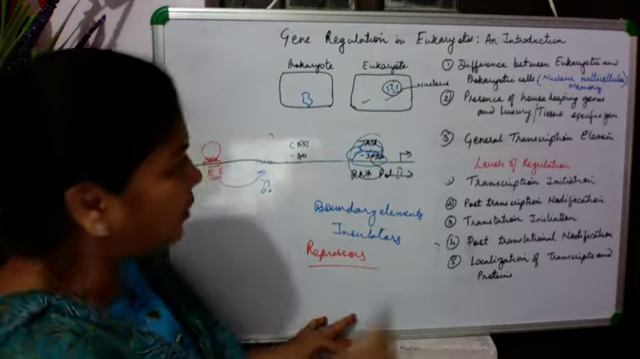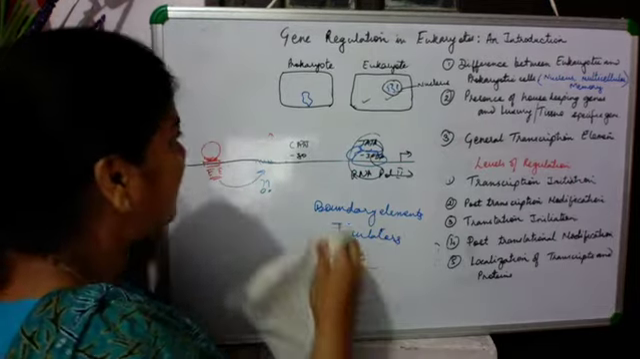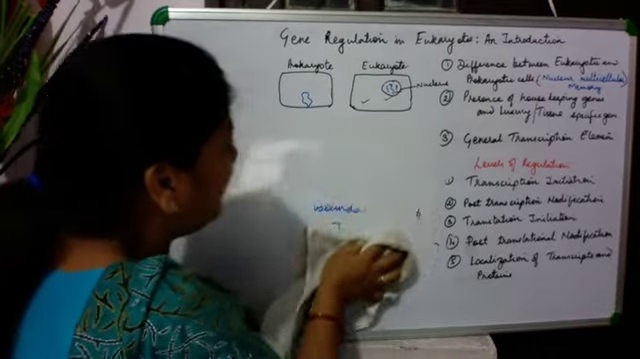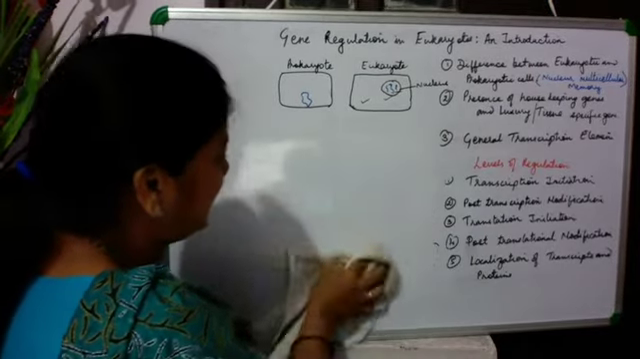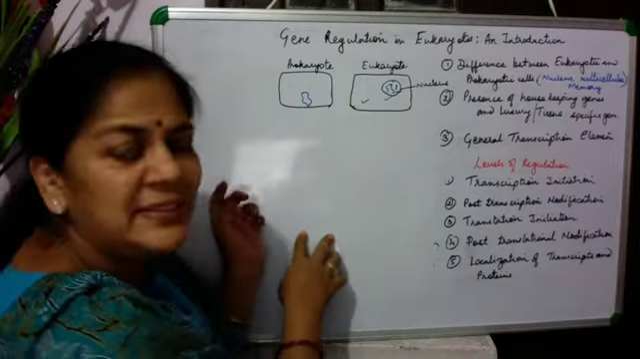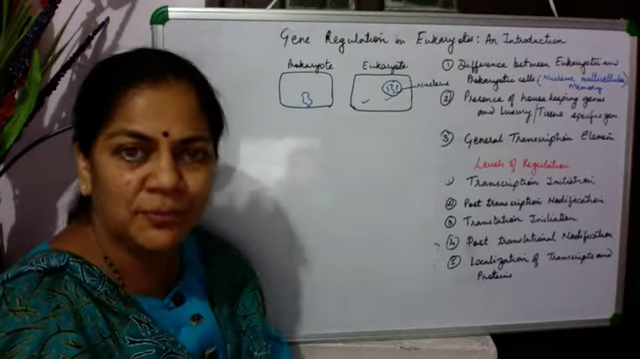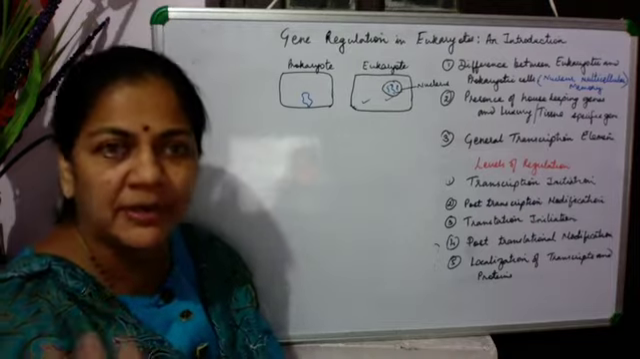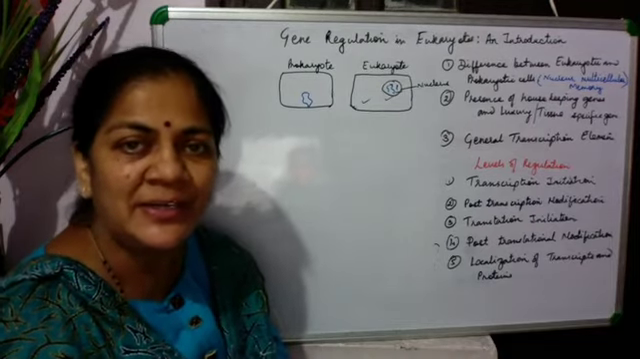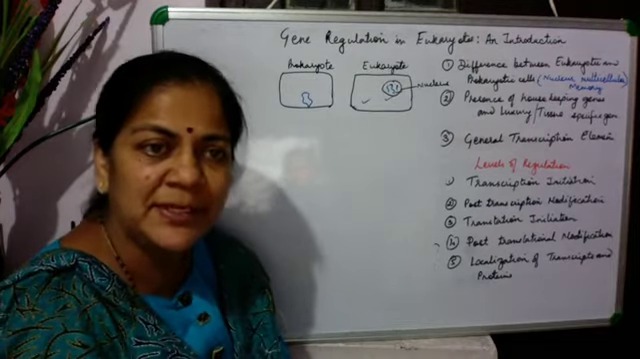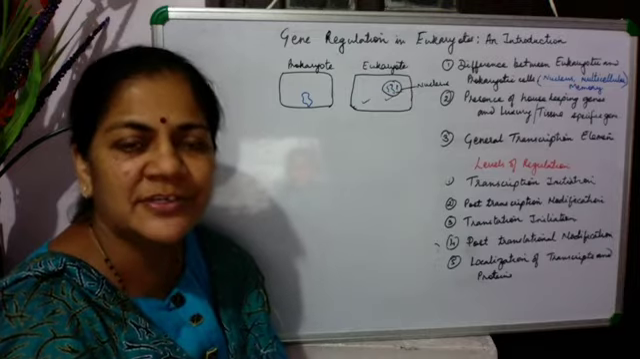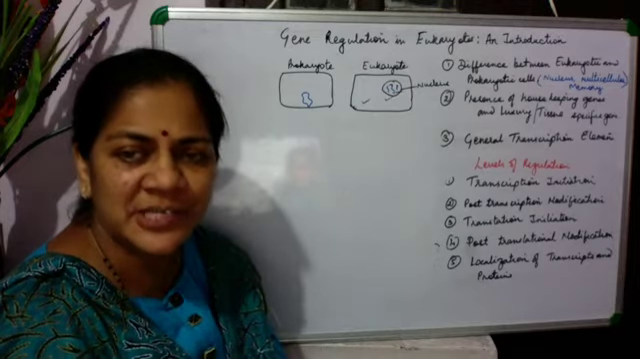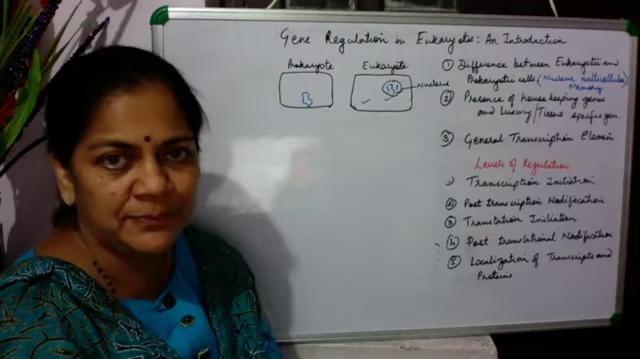Now, what are the different levels of regulation? So the first level, of course, is the initiation of transcription. And as we had seen in prokaryotes, we have chromatin. So therefore, the initiation is a major regulatory step. The chromatin has to be remodeled, the DNA element has to be free, only then the transcription can begin. So transcription initiation is the first step of regulation.